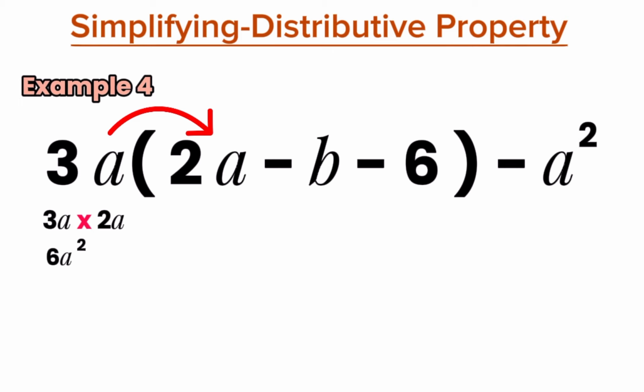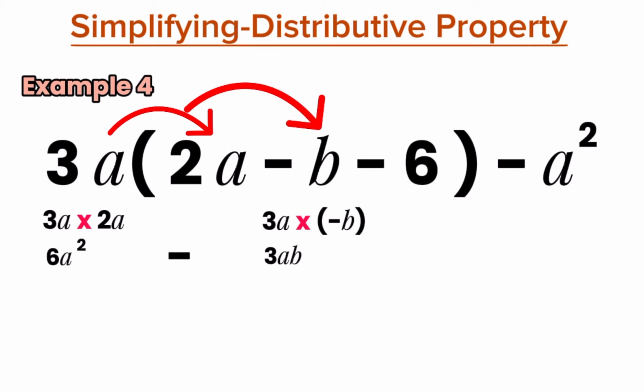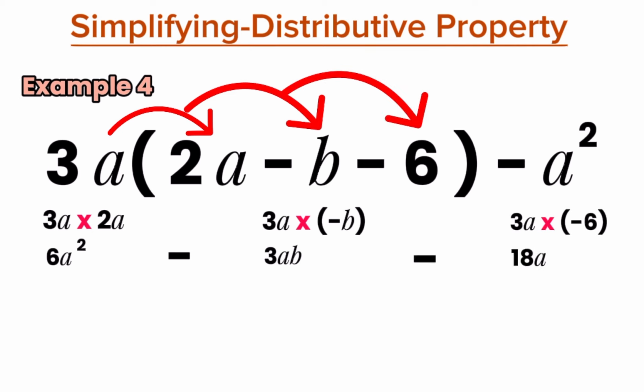Next, 3a times minus b, or negative b, becomes minus 3ab. Minus 3ab is negative because we multiplied by negative b. And lastly, 3a is multiplied by minus 6, which becomes minus 18a. Now that we've shared the 3a and got rid of the brackets, the expression is now written as 6a squared minus 3ab minus 18a minus a squared.